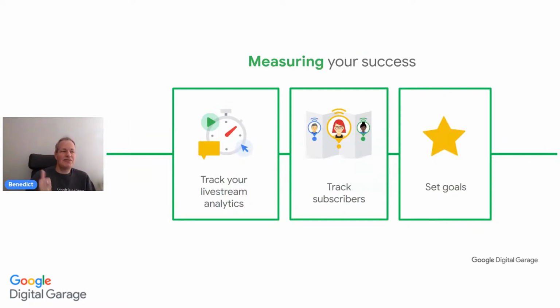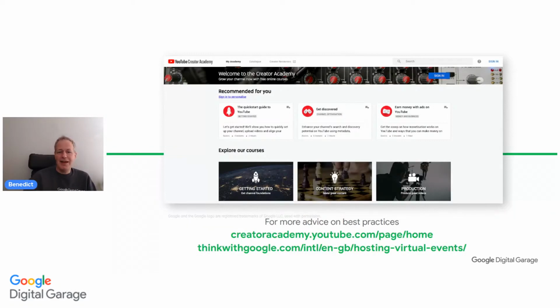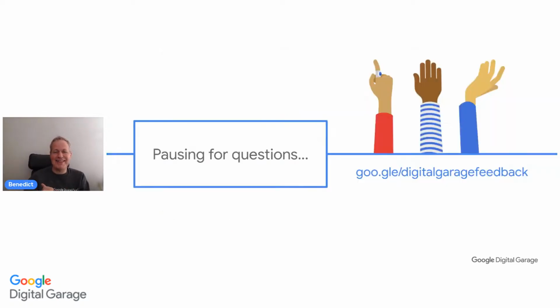And then measuring your success. Track your live stream analytics, of course. Live stream analytics give insights on viewership numbers, average watch time, and geographic location on an event-by-event basis. Track subscribers, set goals. All right. YouTube has launched Creator Academy, offering free online courses to really help you with content production and building an audience, with some of the ones who've succeeded the most. Take advantage of that. Thank you very much, Joanne, for providing the link there.